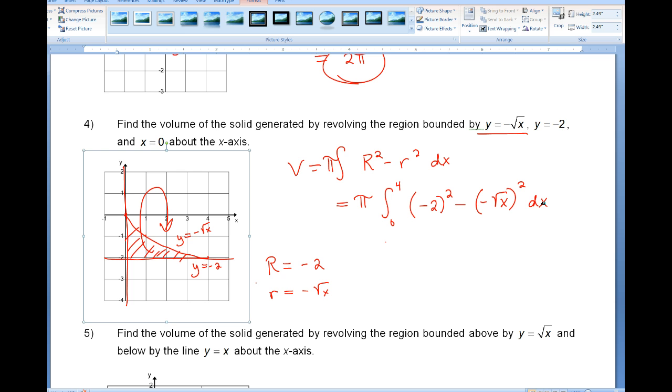Now, you can simplify this. You can make this a 4 minus x. In fact, you might want to do that if you're plugging into your calculator, but you don't have to. That's all I need to see, and then you can use your calculator from there. If you're afraid you're going to mess up something when you simplify it, then we just have to leave it.